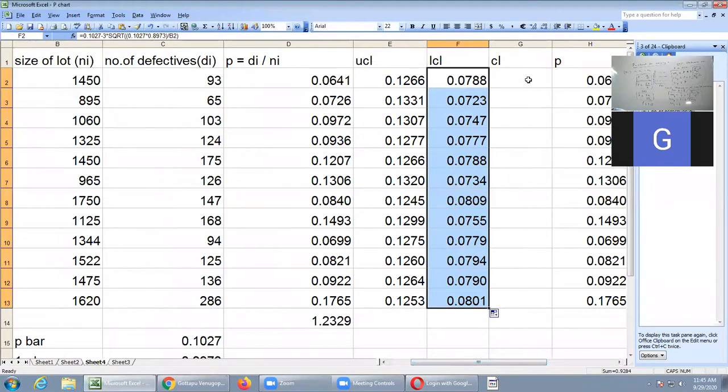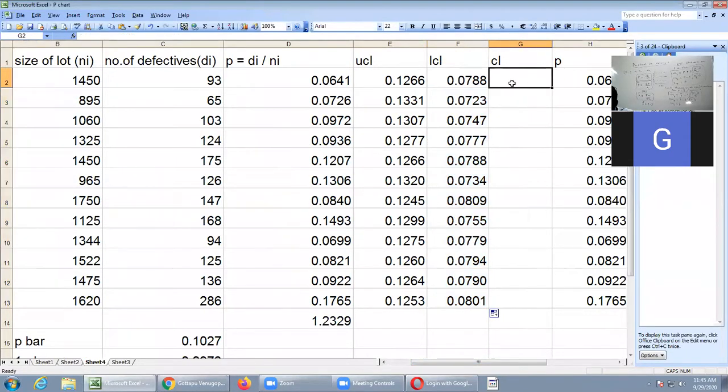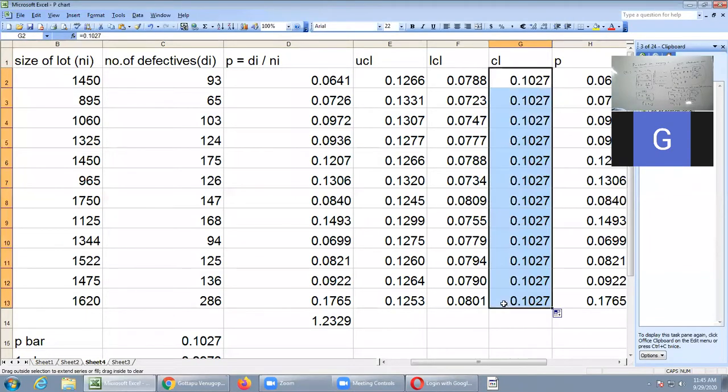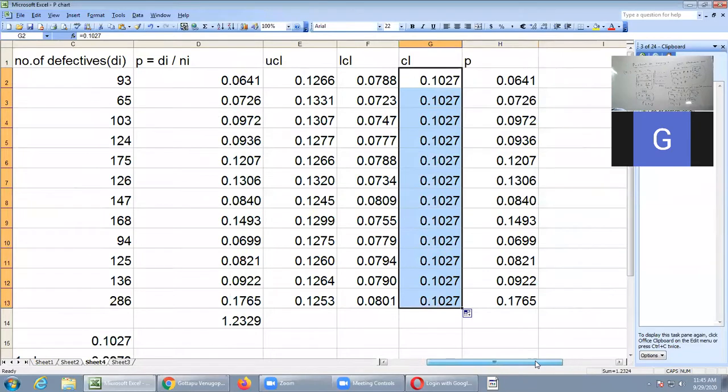Okay. Next I will calculate CL values. What is the CL formula? CL formula is nothing but P bar. P bar is a constant, and constant means you can type it because it is not changing. P bar is a fixed value, 0.1027, and then press enter. Now you can drag, and you will get the remaining values.